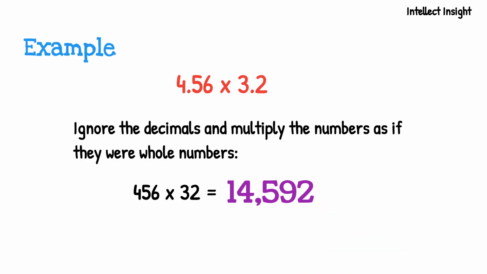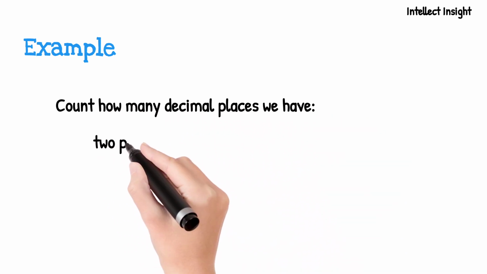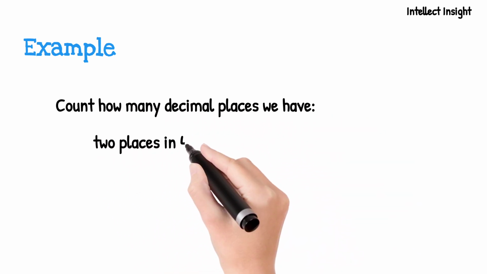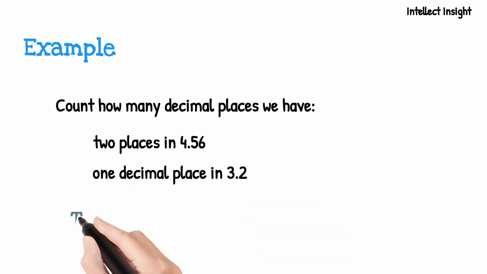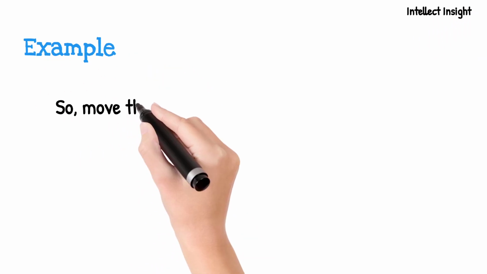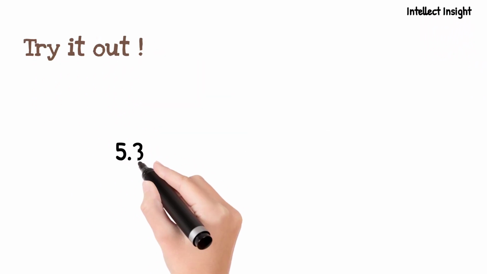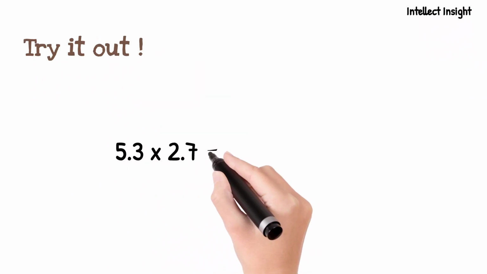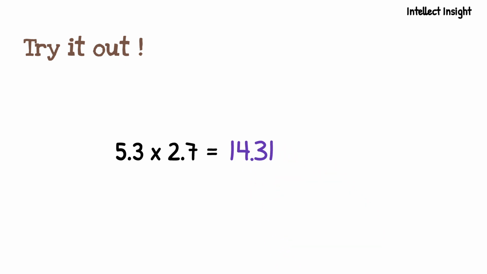14,592. Now count how many decimal places we have. 2 places in 4.56 and 1 in 3.2. That's 3 places in total. So move the decimal point 3 places back to get 14.592. Give it a try with 5.3 multiplied by 2.7. Pause the video, solve it, and then check your answer.